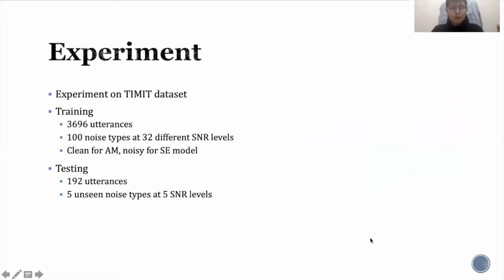In our experiment, we use the TIMIT dataset for training and testing. The training data contains 3,696 clean utterances, corrupted with 100 noise types and 32 different SNR levels. For the acoustic model, we only use the clean utterances for training, and the XE model is trained on the noisy dataset. In testing, 192 utterances in the TIMIT core test set are used. 5 unseen noise types and 5 SNR levels are added to all the utterances for testing.